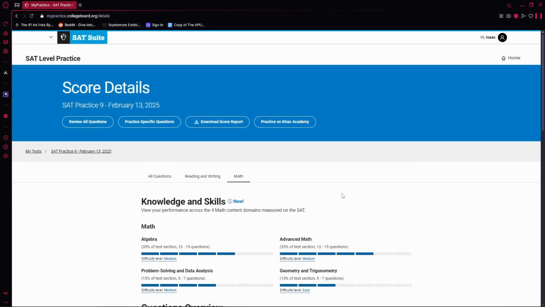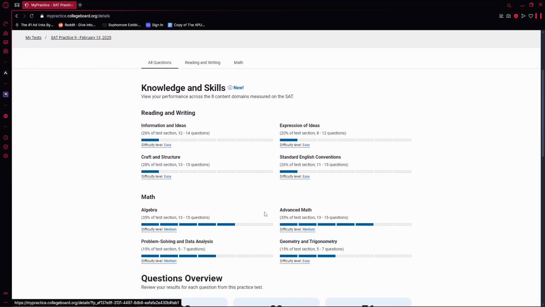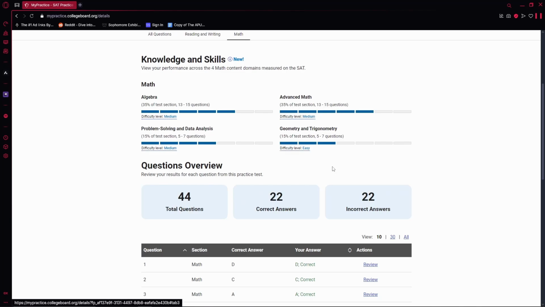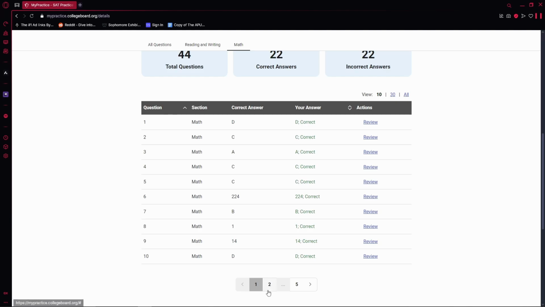Alright, so here we are. Score details, SAT Practice 9, February 13th, 2025. Obviously, we didn't do the reading section, and we only did one module in the math section here, so our score's not going to be that good. We got 22 correct answers and 22 incorrect answers. So we got all of Module 1 correct.